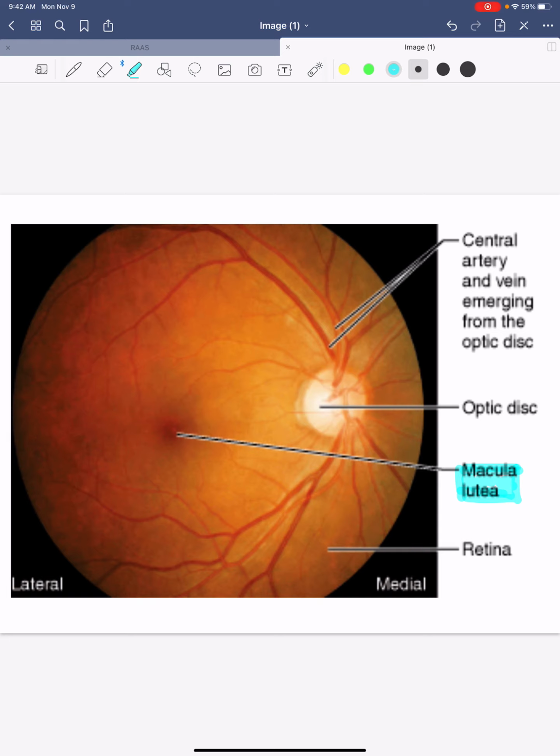Another structure that I want to point out is the optic disc. This is also known as our blind spot. This is called the blind spot because there are no rods and cones in this part of the eye. It's where the retinal arteries and veins enter and exit the eye.